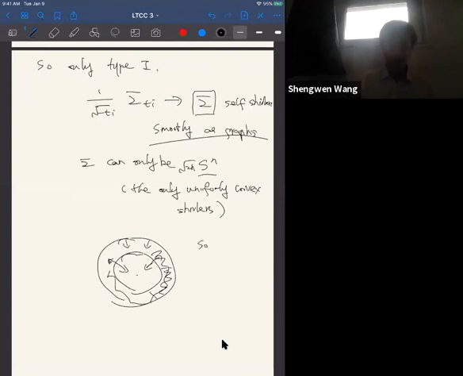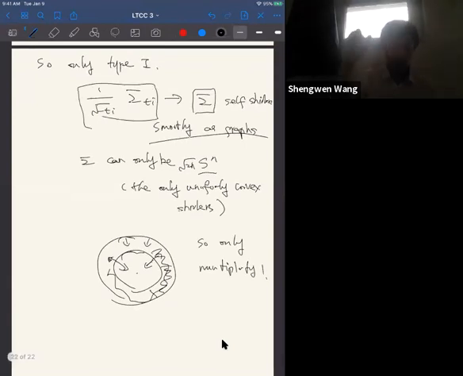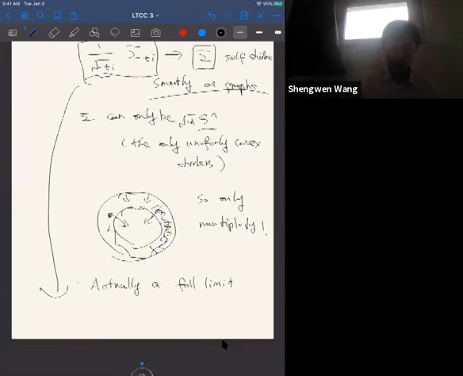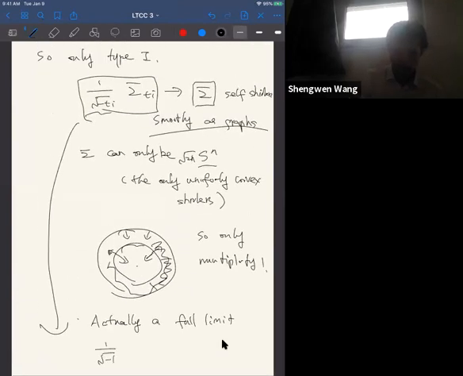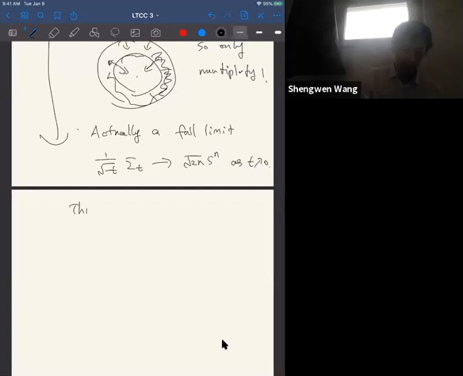Okay. So only multiplicity 1. And this tells you the uniqueness of the limit flow because round spheres are rotationally symmetric, and there's only one. So this is actually a full limit. It does not depend on the subsequence. So this is the analysis at the first singular time.